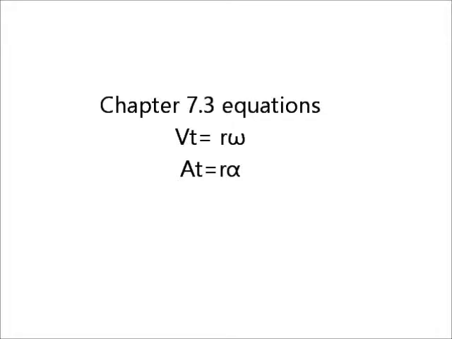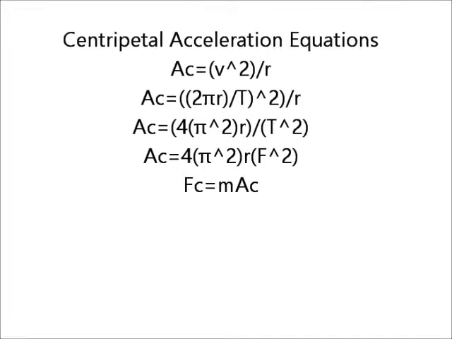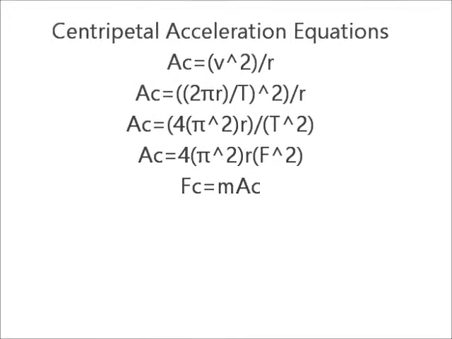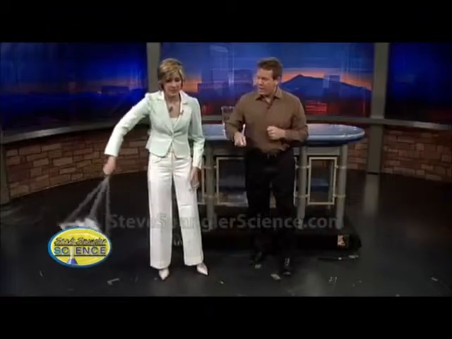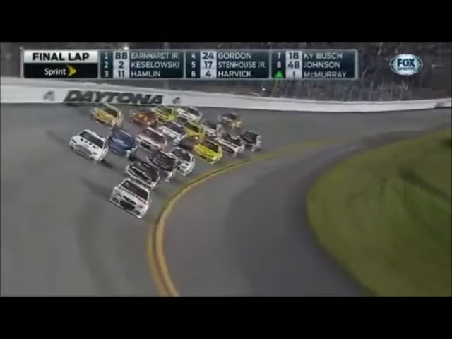The fourth part of Chapter 7 is titled Centripetal Acceleration, and the only equation you need to know is v squared divided by r. There are various other versions of this equation. I put them below. Centripetal acceleration plays a major role in daily life, especially when you're on a Ferris wheel or driving your car and you need to turn. Let's do a practice problem.